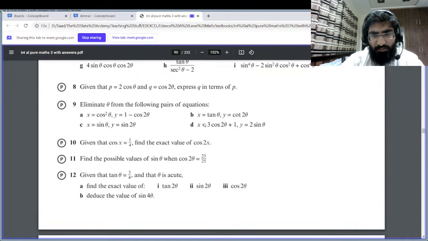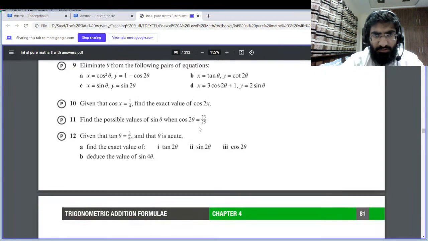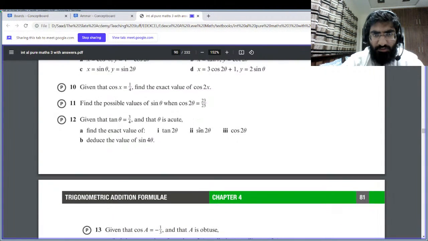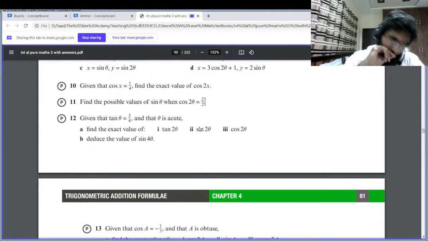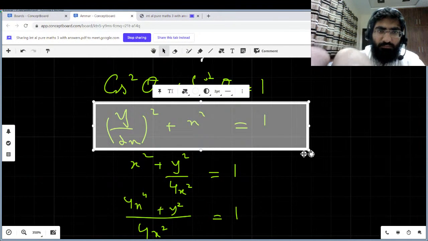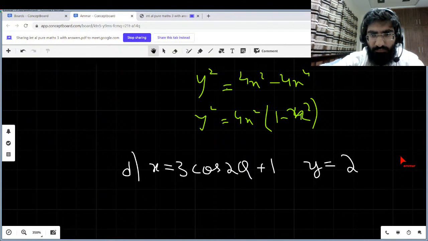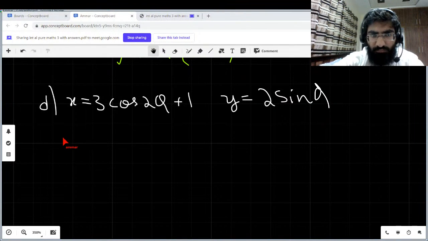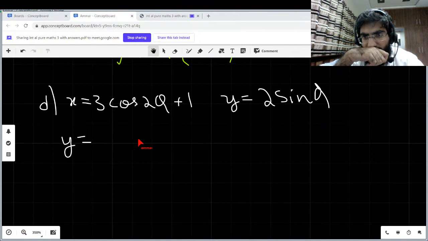Okay, you have done A, B, C, D. C I did. D I did. D, go ahead. Wow, I wrote sine and 2 at the same time. Okay. So formula is 2 sine theta cos theta, right?